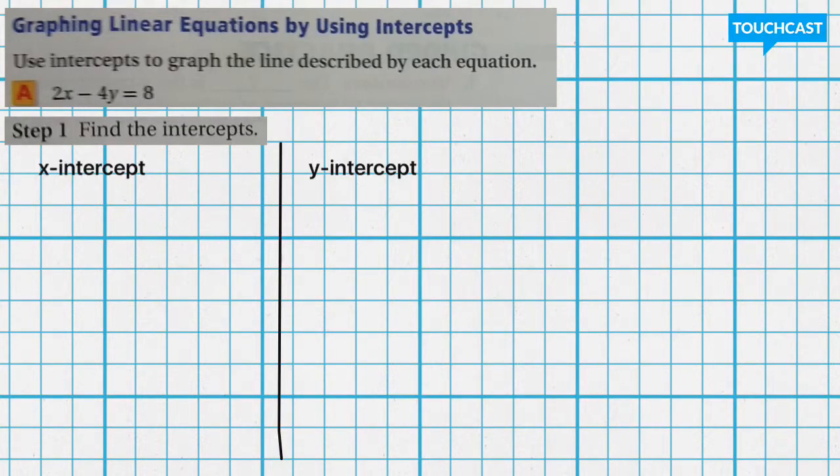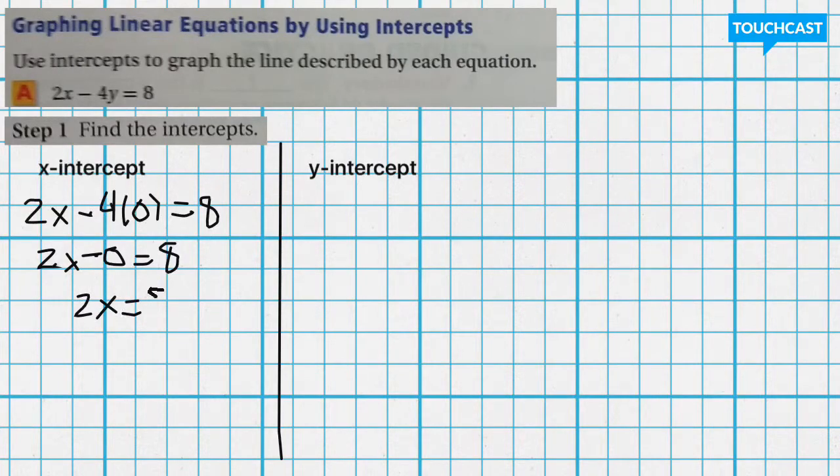So we've got 2x minus 4 times 0 is equal to 8. So now we're going to solve this for x. So 4 times 0 is 0. So 2x take away 0 is equal to 8. And 2x take away 0 is just 2x. So 2x equals 8. We can divide both sides by 2 to get x equals 4. So our x-intercept is the point 4, 0.